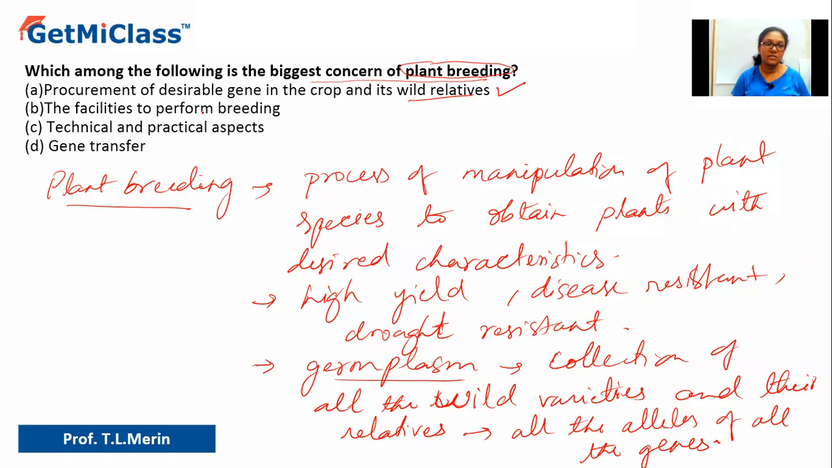Option B says the facilities to perform breeding. Yes, these are also concerns, but they are not as big as the collection of the wild varieties. I hope you're understanding. Then technical and practical aspects, of course they are, but not as big as the first one. Even gene transfer is not as difficult as collecting the wild varieties. So yes, that is the correct option.